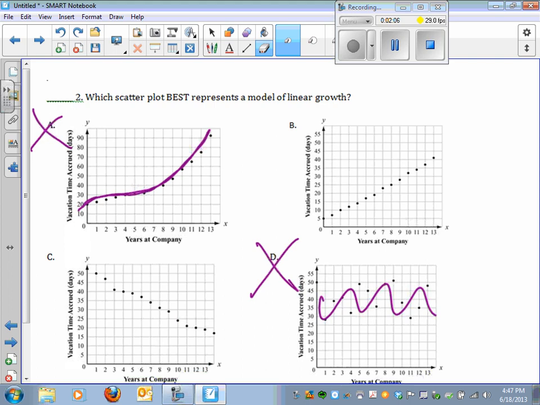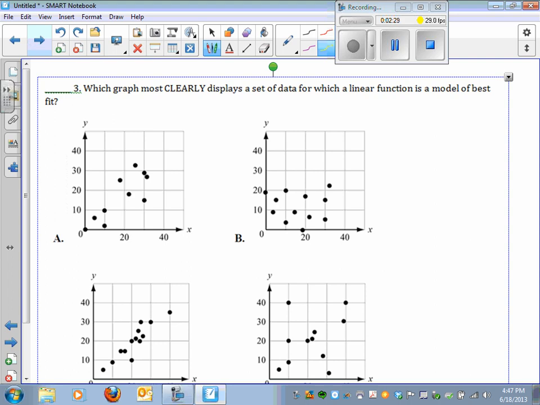They're both kind of off, but then there's another word that if you missed it, then you might have a hard time. It talks about growth, okay? And so this would be having to go uphill from left to right in the direction that you read, which means B is the answer for number 2. The next problem, number 3.